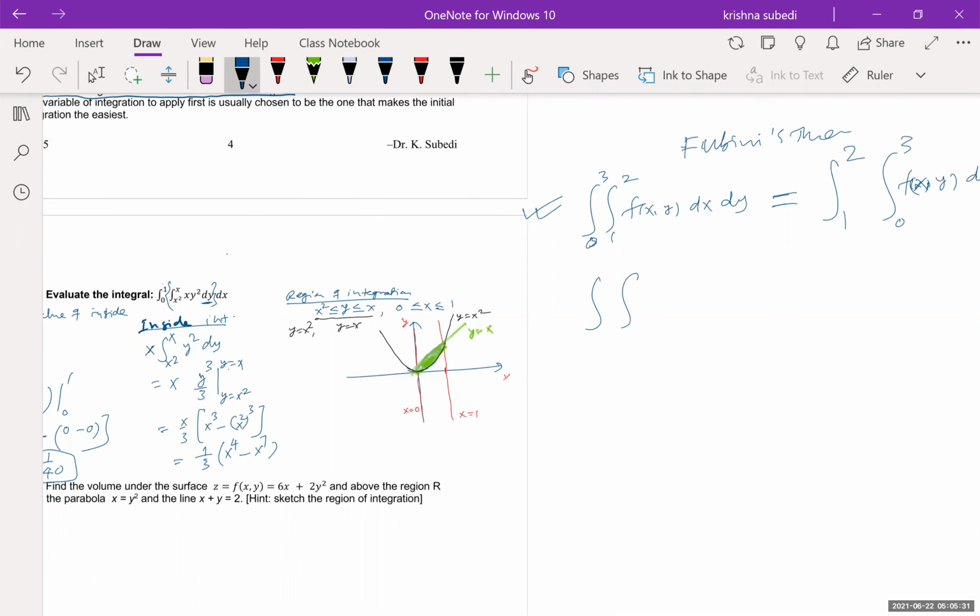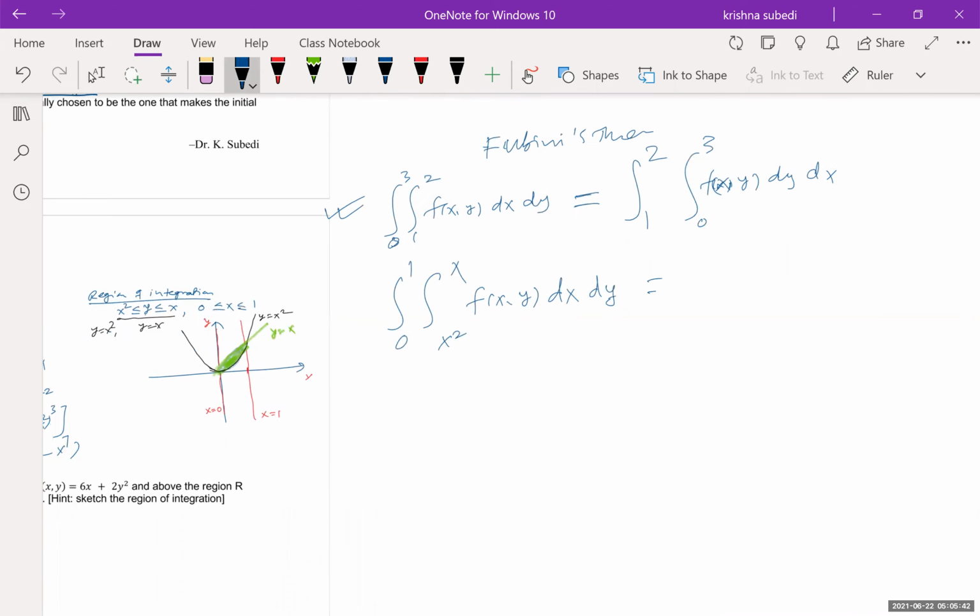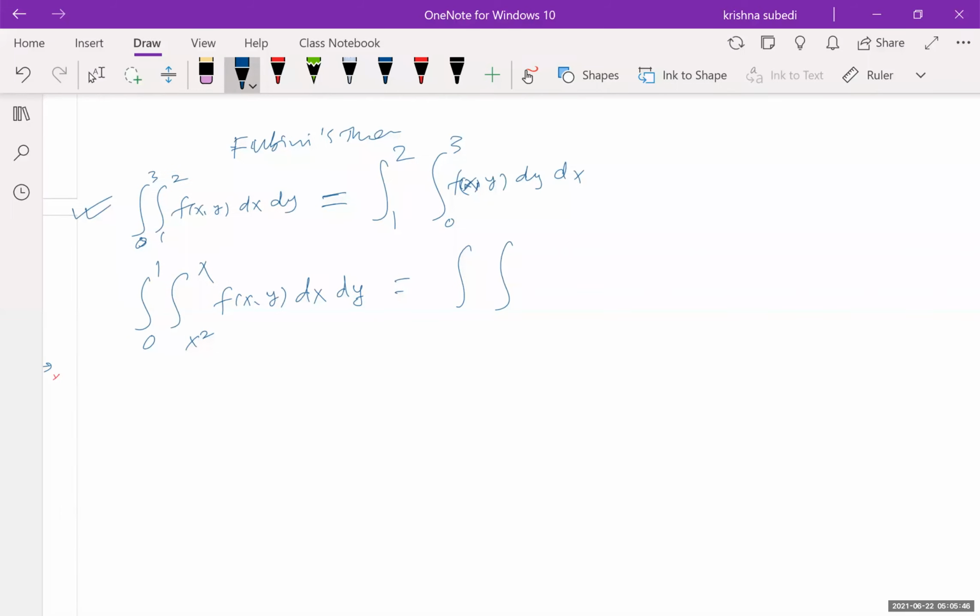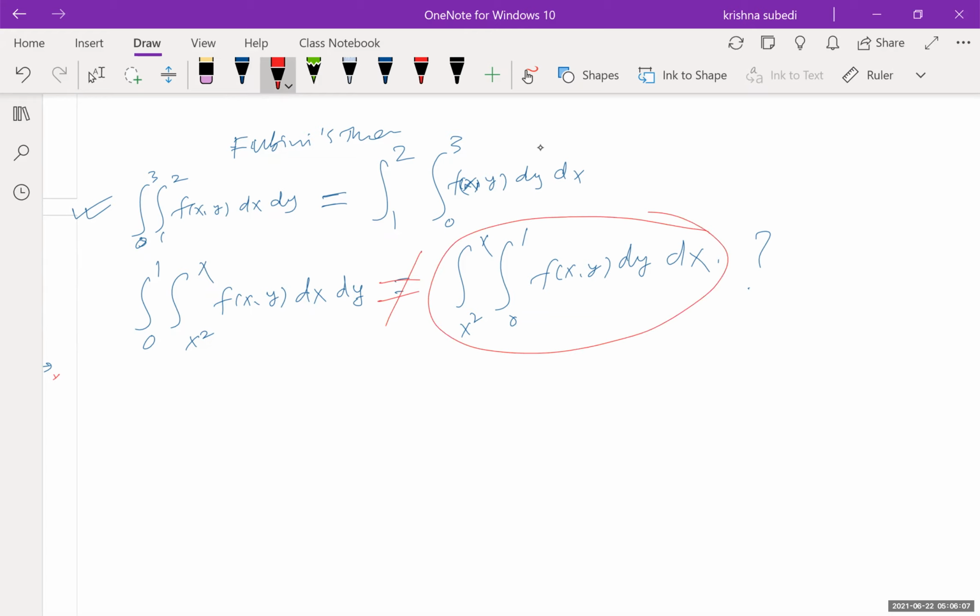Now, my question to you is, let me just copy this example 6. We have x squared to x, 0 to 1, f of x, y, for example, dx, dy. Can I write this as 0 to 1, x squared to x, dy dx? Can I do that? What is your answer for that? We cannot do this. As a matter of fact, this double integral is not defined. Keep in mind, no variable is allowed as a limit on the outside integral. So you cannot do that.